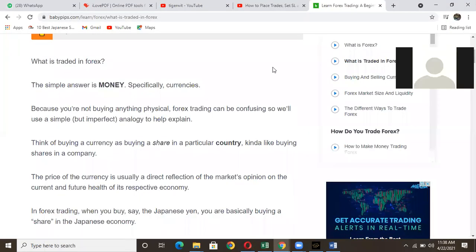Basically, if you are asked out there, what business are you in, what are you trading? The answer is simply money. And because you're not buying anything physical, trading can be confusing. So all you're doing is trading money. Think of buying a currency as buying a share in a particular country.